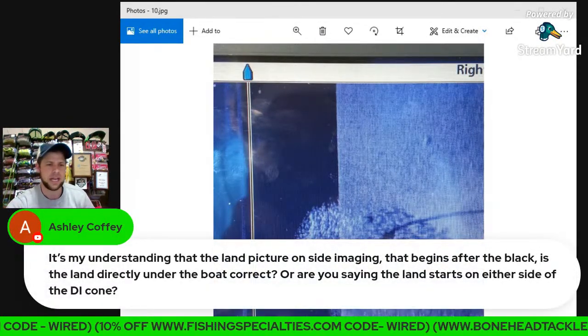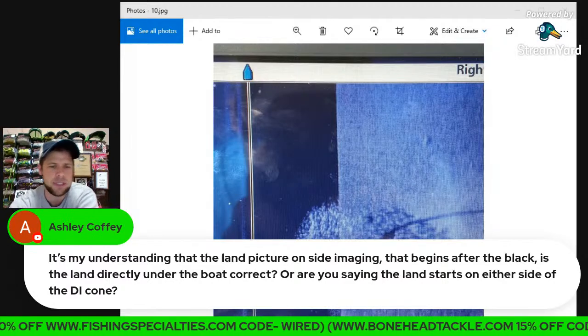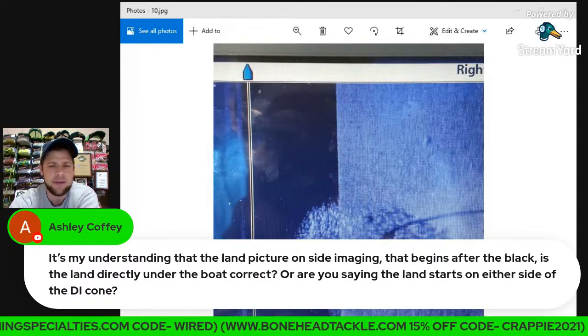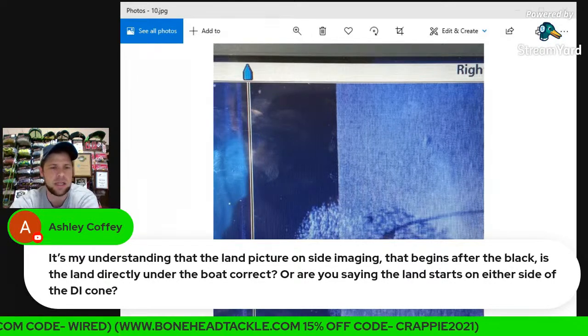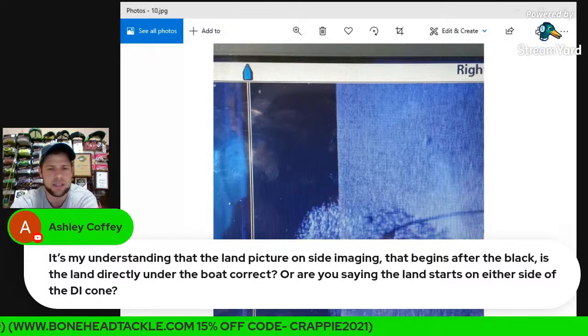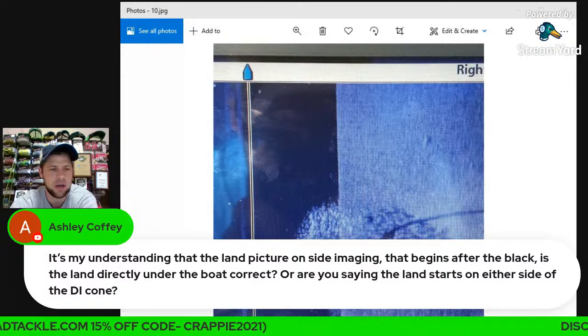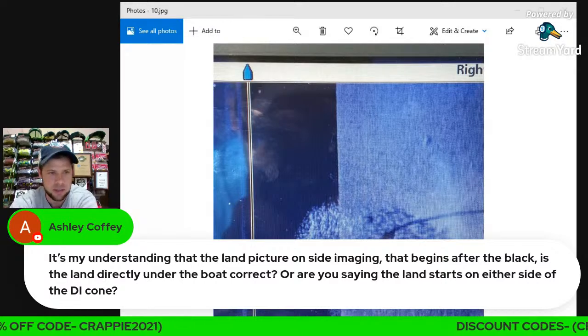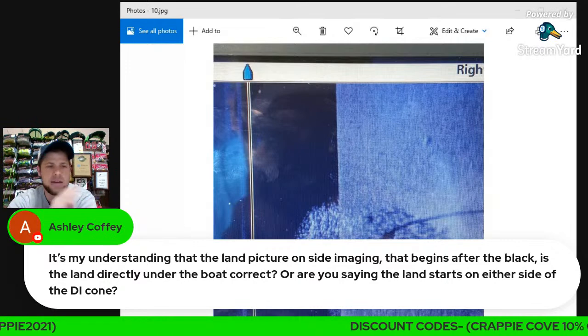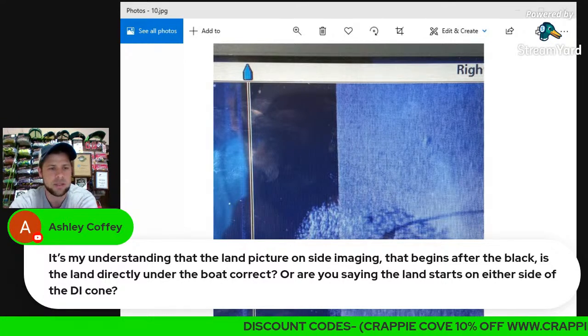Ashley says, it is my understanding that the land picture on side imaging that begins after the black is the land directly under the boat, correct? Or are you saying the land starts on either side of the down imaging cone? The land starts on either side of the down imaging cone, Ashley.